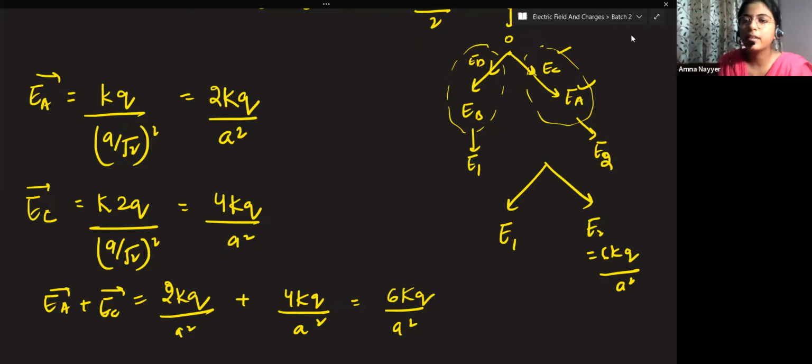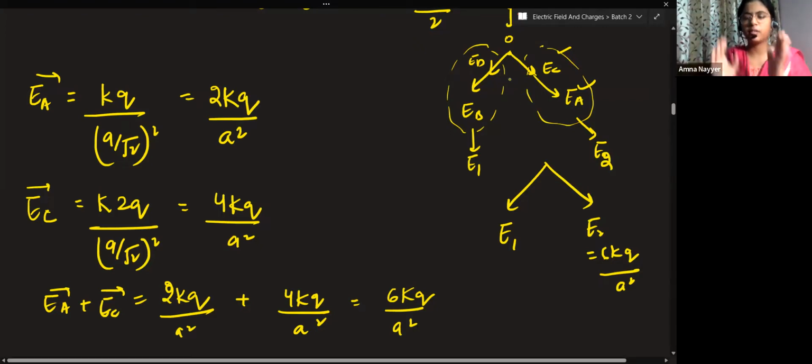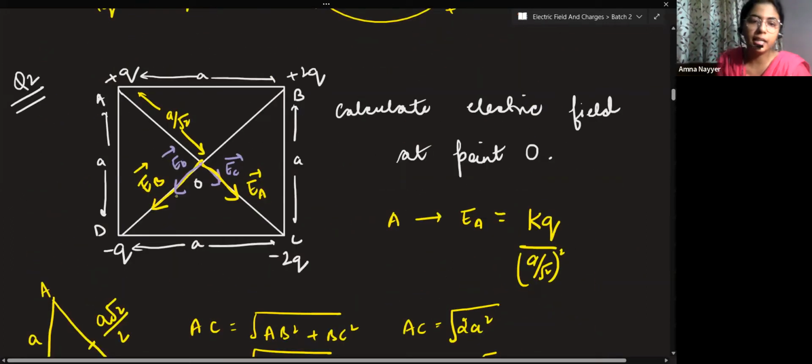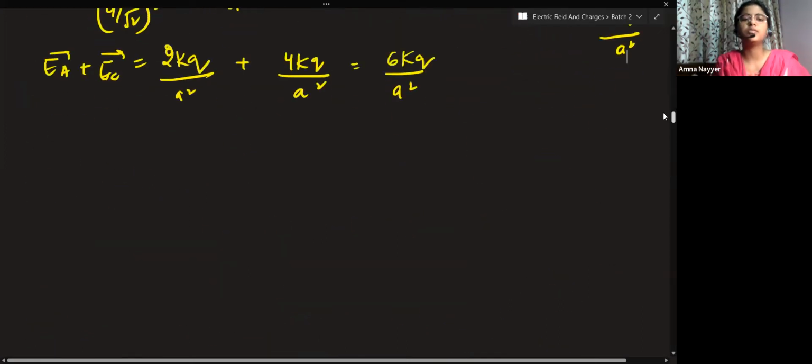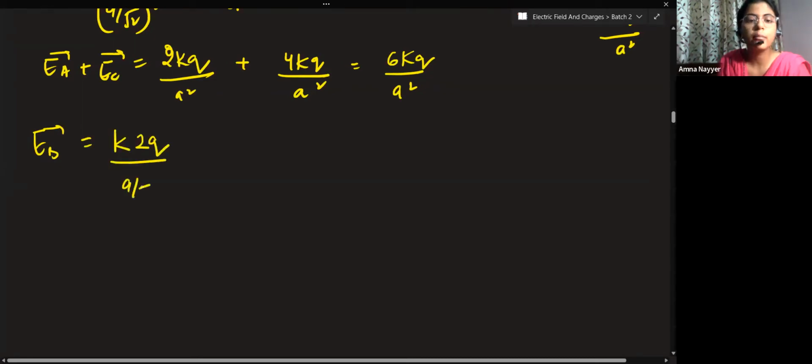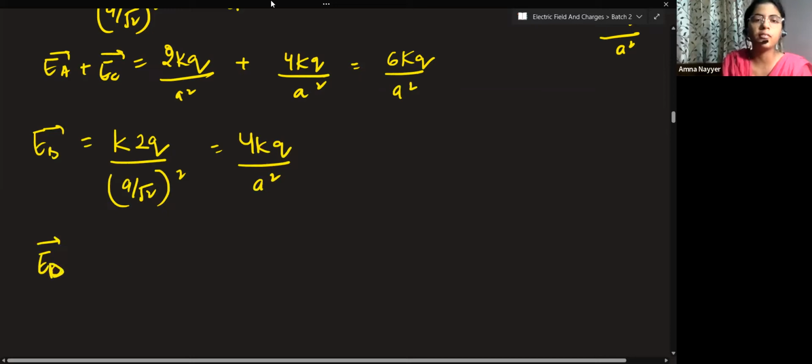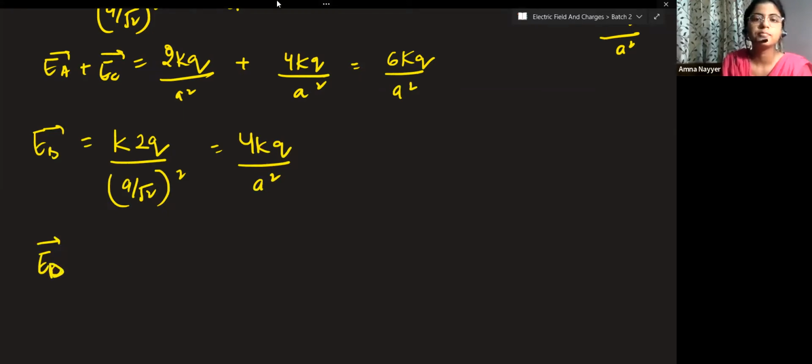Now let us take it for ED and EB. Now this is very simple once you have solved the first term. So for EB, electric field at B, the charge is plus 2Q. The rest of the things will be the same, only the charge will be different. So for EB, it will be K, charge will be 2Q, A by root 2 whole square. It will again be 4KQ divided by A square. Now what is left? EC we have considered, only ED is left. The last part is left.